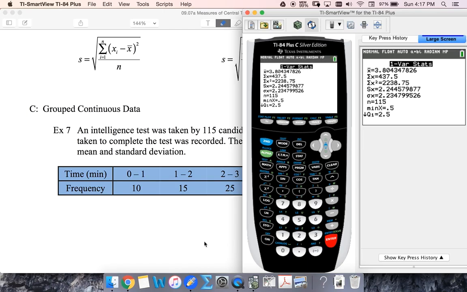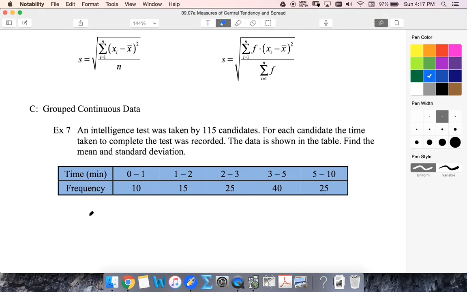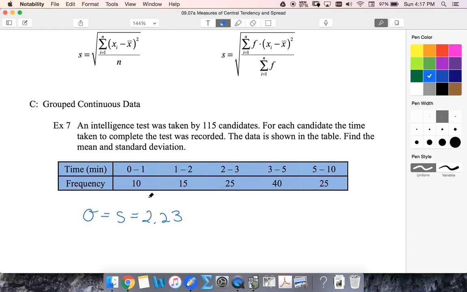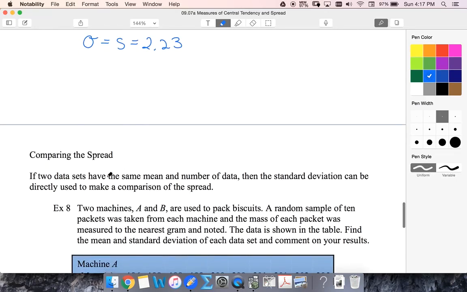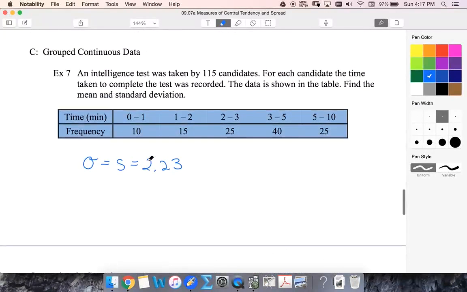Whoops, I obviously got very excited there. Standard deviation 2.234. So 2.23 if we're going to round to 3 significant figures. Okay, I'll come back and we'll talk about comparing the spread in the next video.